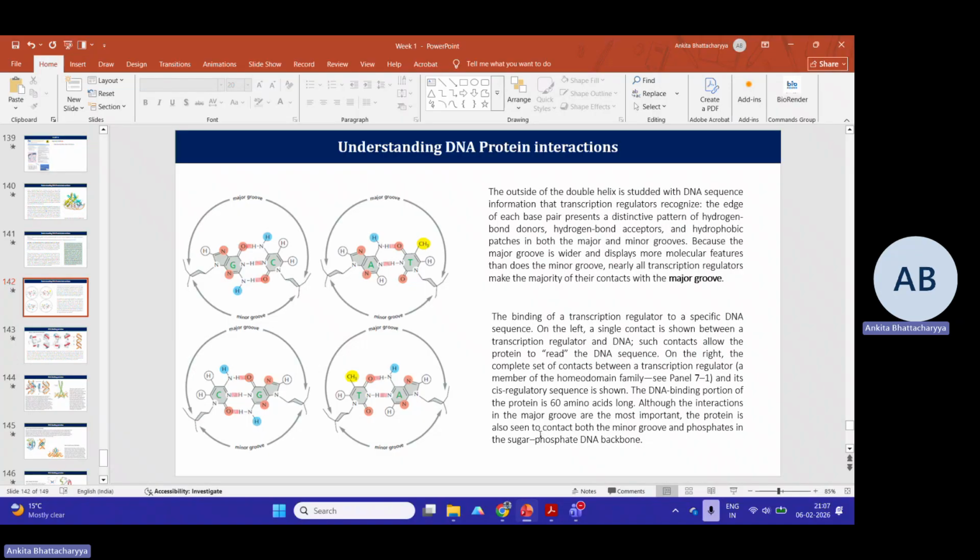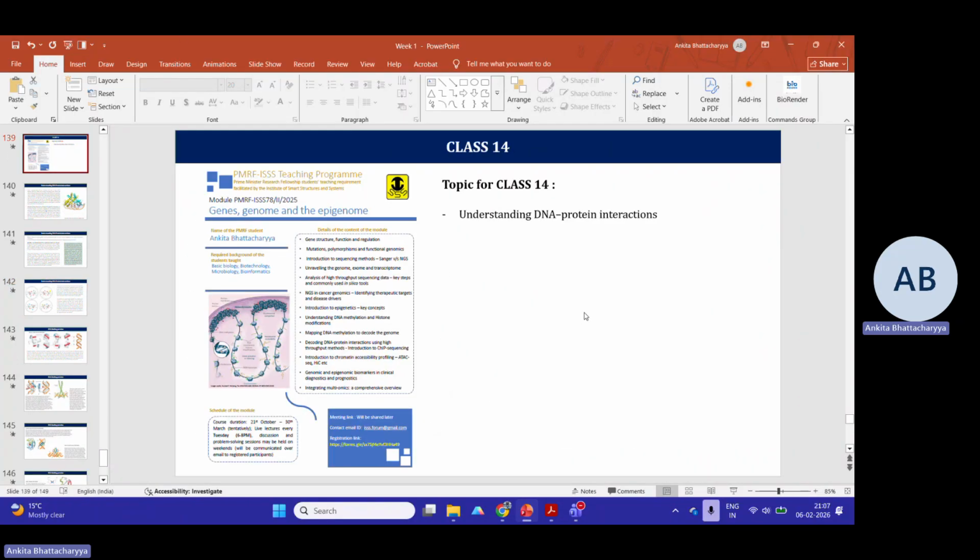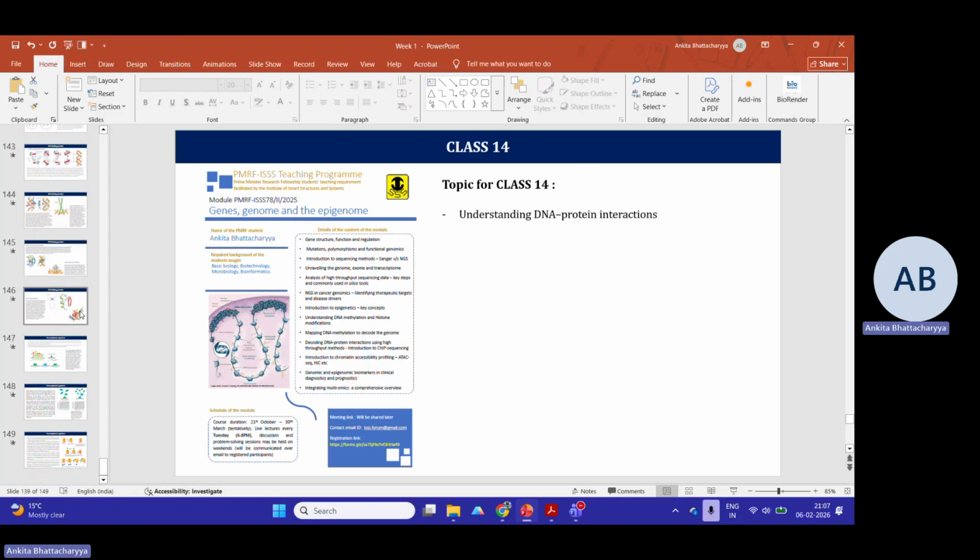So taken together, that is what I wanted to discuss for today, where we have introduced DNA-protein interactions. In the next class, I will be shifting to techniques that are used to study DNA-protein interactions. We'll begin with the lab-driven techniques, then move on to high-throughput techniques for detecting such interactions, and then we'll shift to analysis of such techniques as well.